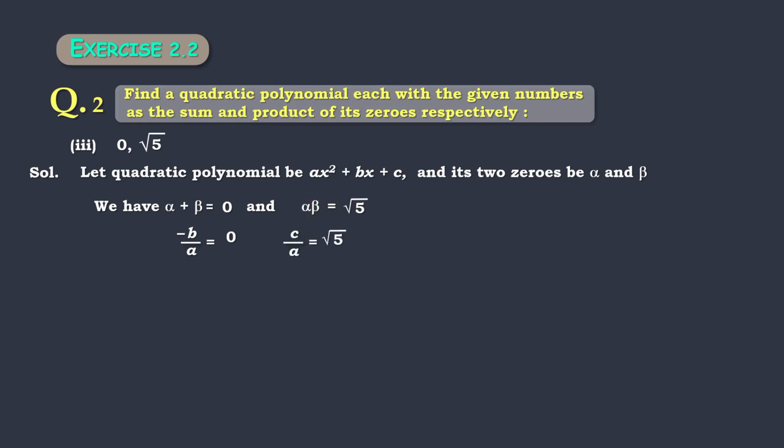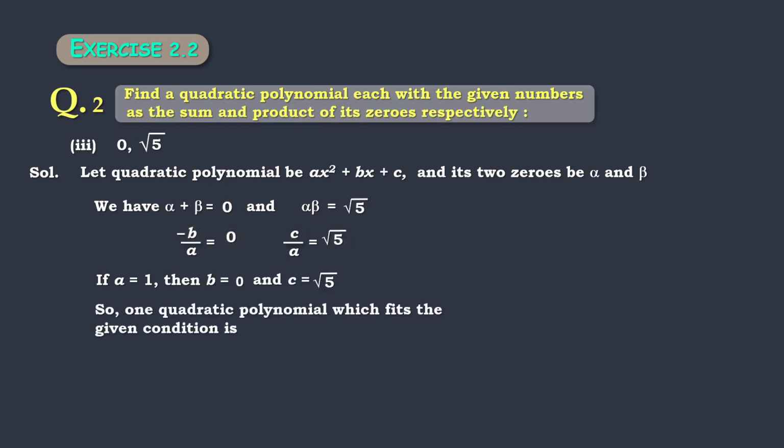According to the question, alpha plus beta is 0. And alpha multiplied by beta is root 5. So minus b divided by a is 0. And c divided by a is root 5. If we take a equal to 1 for simplicity, then b becomes 0 and c becomes root 5. Therefore, the required quadratic polynomial is x square plus root 5. This is one quadratic polynomial that satisfies the given conditions.